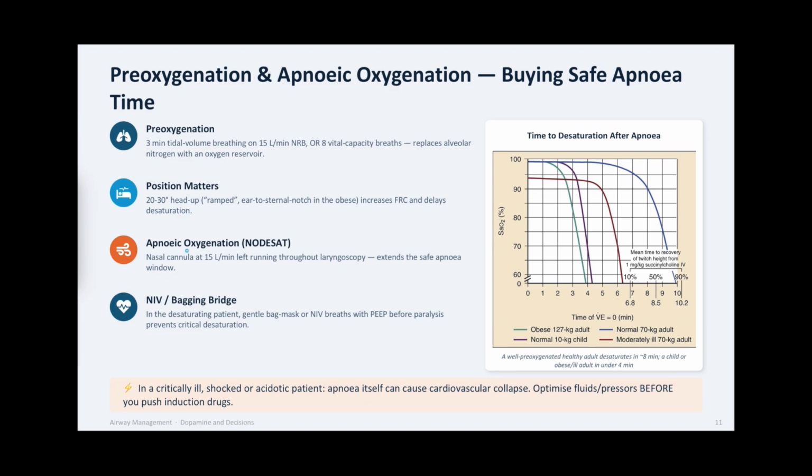Now let's discuss apneic oxygenation, also known as NODESAT. Leave nasal cannula oxygen running at 15 liters per minute throughout the laryngoscopy. Although the patient is not breathing, oxygen continuously moves into the alveoli because oxygen uptake by the bloodstream creates a pressure gradient. Finally, some patients are already hypoxic before the intubation, like patients with pneumonia, pulmonary edema, ARDS, or severe asthma. These often cannot tolerate apnea. In these situations, give gentle bag mask ventilation with PEEP or non-invasive ventilation before inducing the patient. This may prevent a catastrophic desaturation.